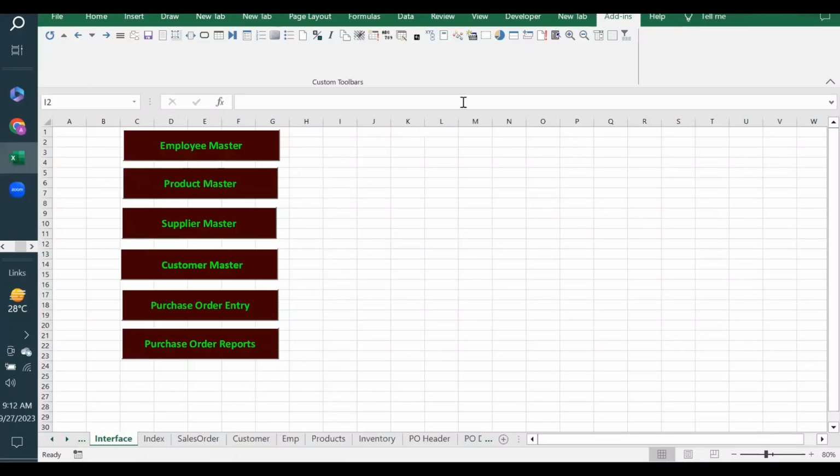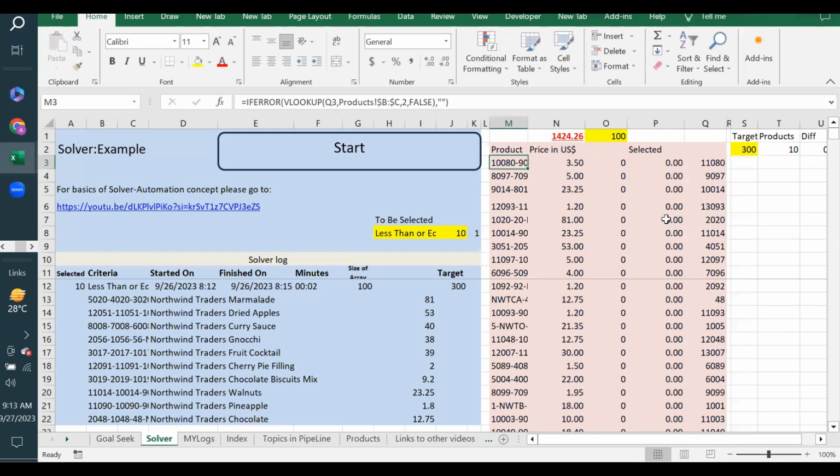Bismillahirrahmanirrahim. Assalamu alaikum, viewers. In our previous video, we showed you the extensive use of Solver, and actually, Solver is an advanced version of Goal Seek.